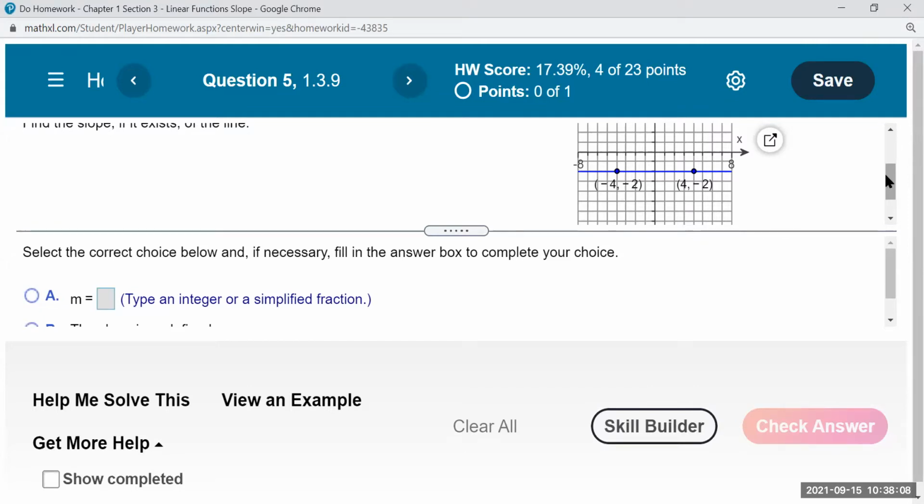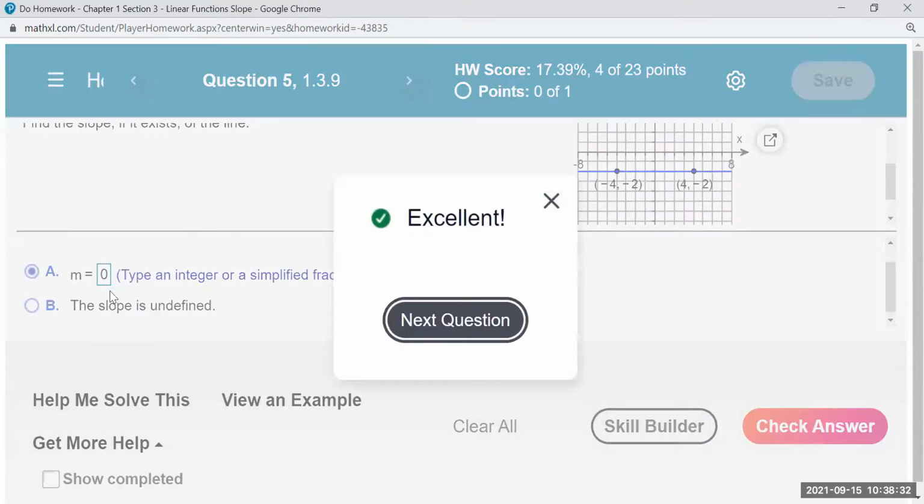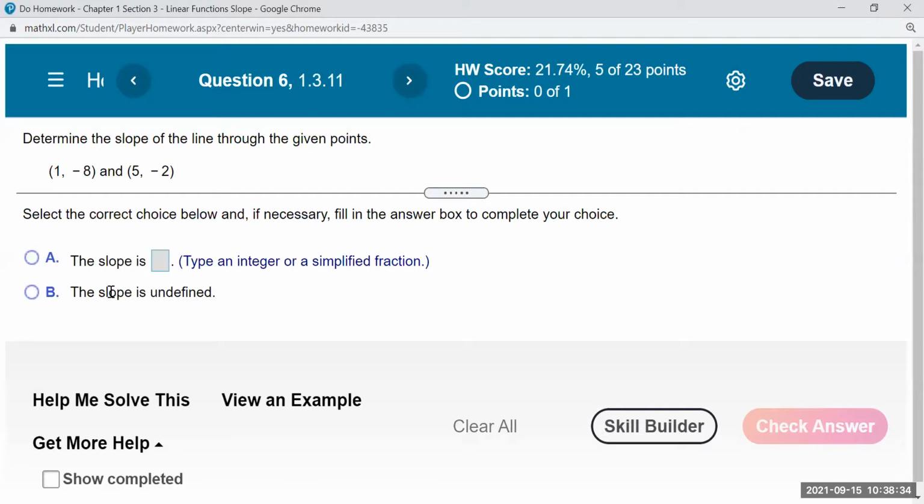What's the slope here? For those of you who haven't answered yet, how'd you get 0? It's horizontal. If it's a horizontal graph, then the slope is 0. Calculate the slope.